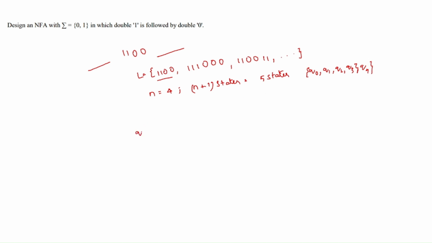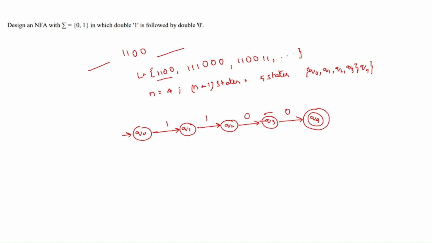So q0 is our initial state, and then q1, and then q2, and then q3, and finally q4 is our final state. So all the strings should have 1, 1, 0, 0, right? In this way we got the first one, that is 1, 1, 0, 0 and 1, 1, 0, 0.